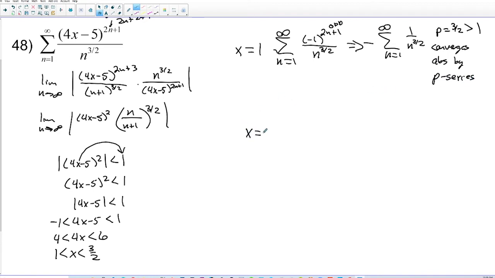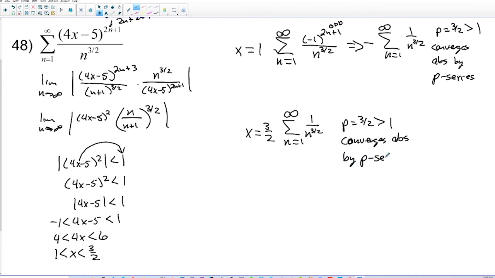Let's check the other endpoint. X equals 3 halves, and so it's like we have a brand new problem again. The sum from n equals 1 to infinity of, 3 halves, 4 divided by 2 is 2, 2 times 3 is 6, so 6 minus 5 is 1. This is 1 over n to the 3 halves. So p is equal to 3 halves, which is greater than 1. And this one converges absolutely by p series.